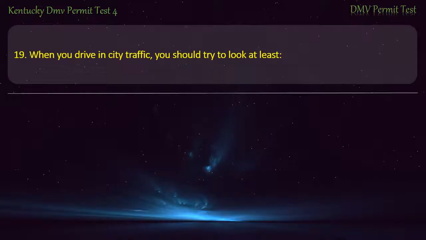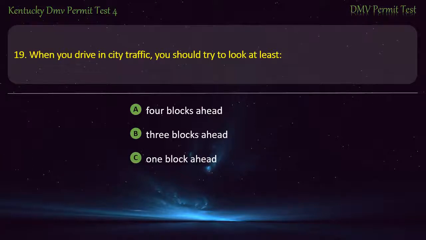Question 19. When you drive in city traffic, you should try to look at least 4 blocks ahead, 3 blocks ahead, 1 block ahead, 2 blocks ahead. Answer. 1 block ahead.